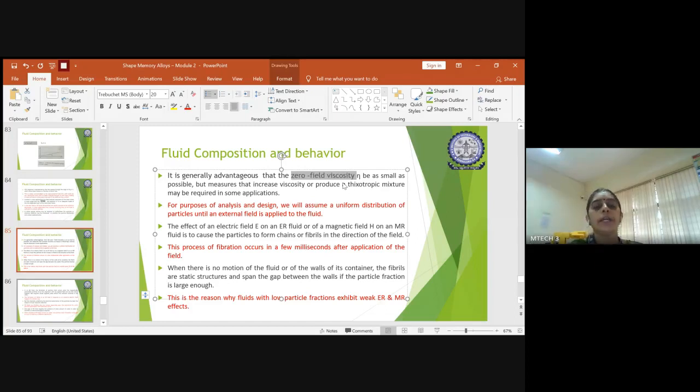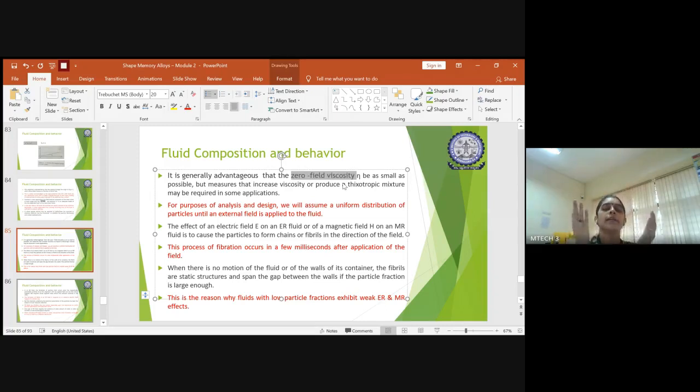Before operating the device, you should see that the device is stabilized. To stabilize, you should see that all the particles are uniformly distributed. To make the particles distributed, you should not subject any external field. Only when you don't subject an external field will the particles be uniformly distributed and the viscosity be constant throughout, and the amount of viscosity in that material will be very much less.